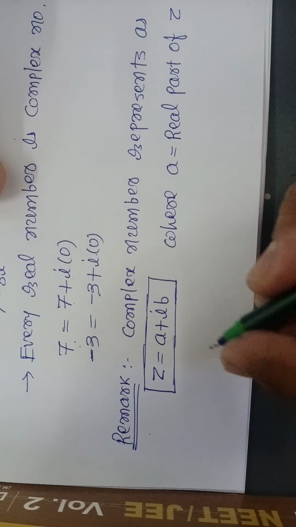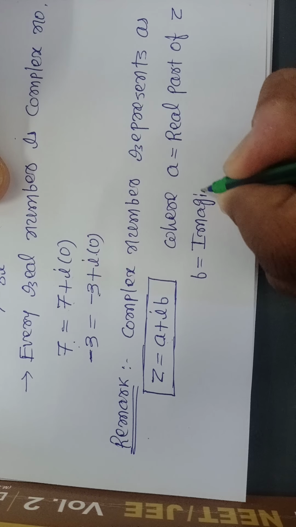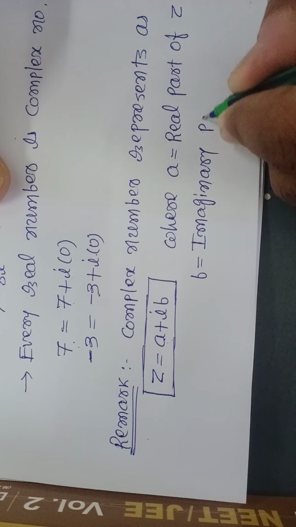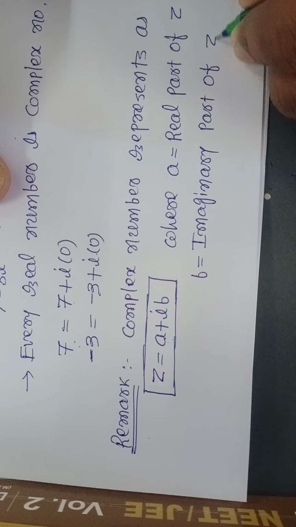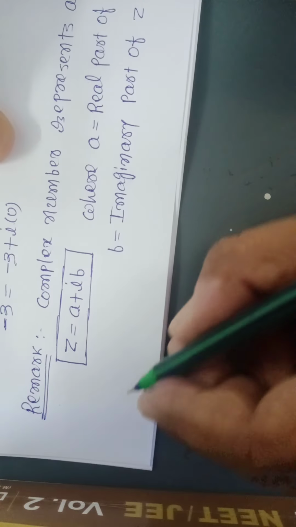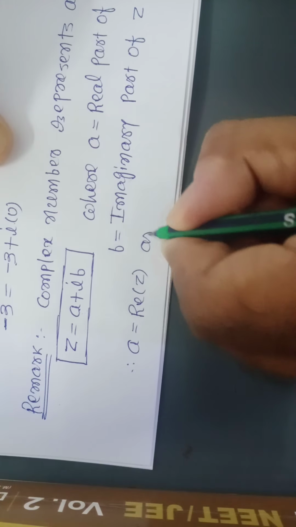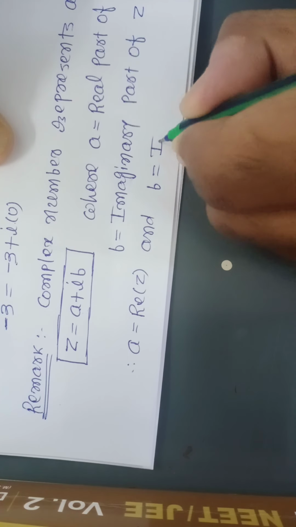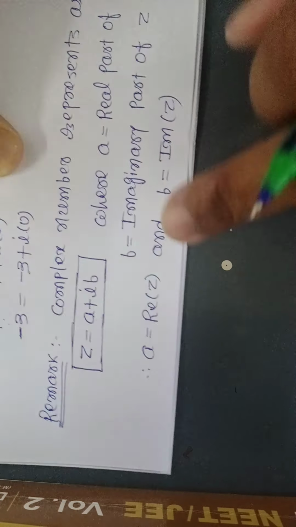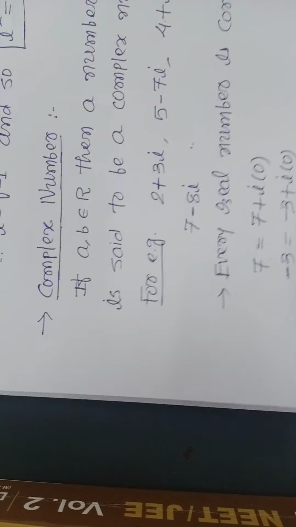And what is b? So b is the imaginary part of z. b is known as the imaginary part of z, my friend. So that's why each and every complex number can be written as z equals a plus ib. a is the real part of z and b is the imaginary part of z. So this is the representation of both kinds of parts in the case of a complex number, right?